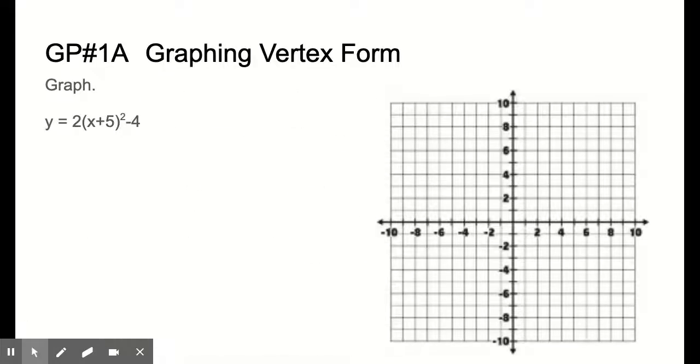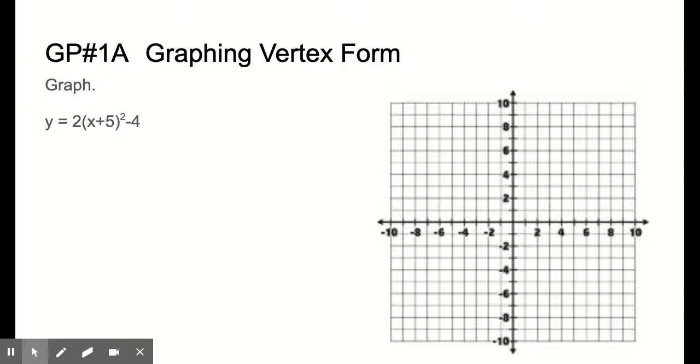So there's no vocabulary for today's lesson, nothing new for us to talk about. We're going to be using vertex form just as we have been over the past couple of lessons. So given first an equation, y equals 2 times the quantity of x plus 5 squared minus 4, we need to graph this equation.